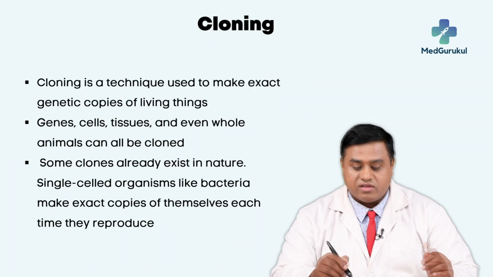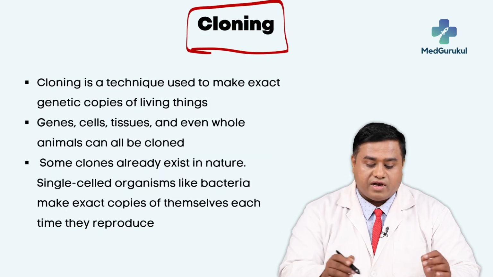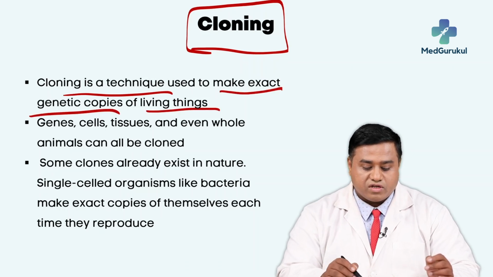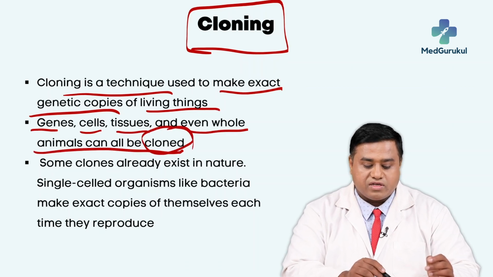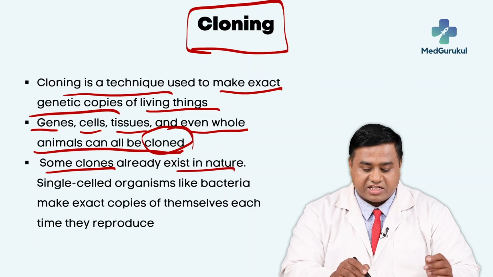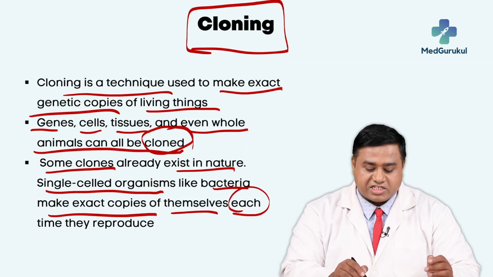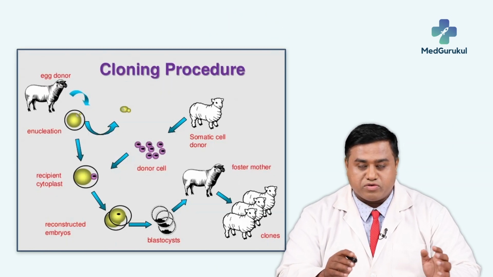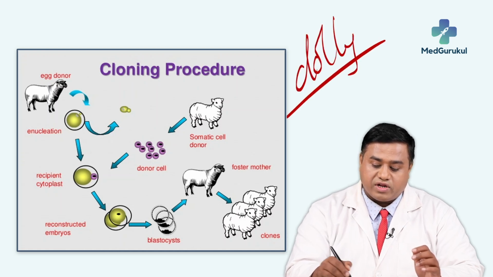Coming to the second important technique under molecular biology, it is called cloning. Cloning is a technique used to make an exact genetic copy of a living thing. So, genes, cells, tissues and even whole animals can be cloned. Some clones already exist in nature, like single cell organisms such as bacteria, which make exactly the same copy of themselves each time they reproduce, but in higher organisms it is very difficult to produce an exact copy. But a well known example of cloning is Dolly.